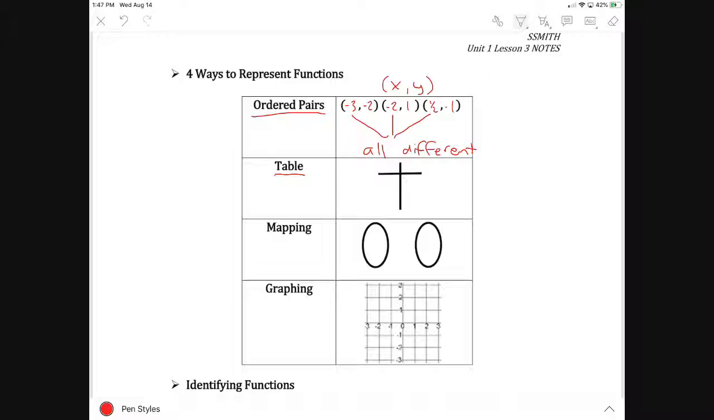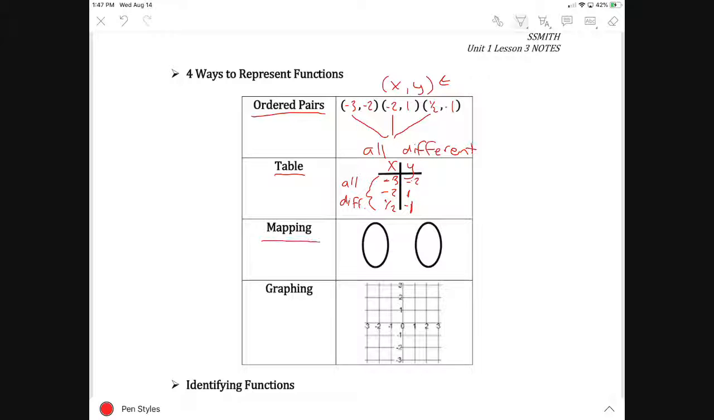So now we're going to look at a table. We've got x on one side, y on the other. We're going to use the exact same ordered pairs from above. So we've got -3, -2, and a half. And then we have -2 goes paired with our -3. Our 1's paired with -2, and our -1 is paired with our half. Again, you notice all our x's are different. Every single one is different, same as our ordered pair.